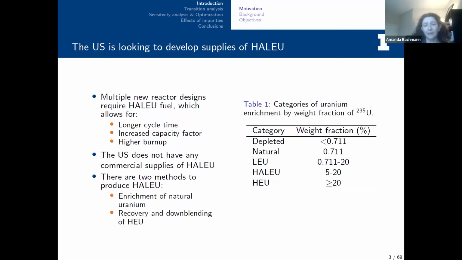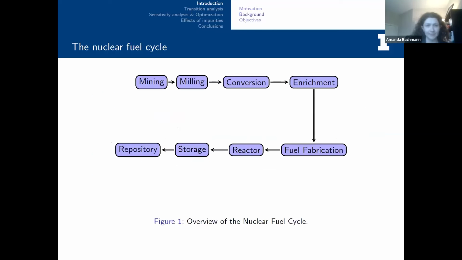And when we talk about HALEU production, there are two ways we can do that. There is the enrichment of natural uranium, which is what we currently use to fuel our fleet of light water reactors, or we can do recovery and downblending of HEU, so highly enriched uranium. So going from above 20% down to less than 20%, to whatever we need for our reactors.